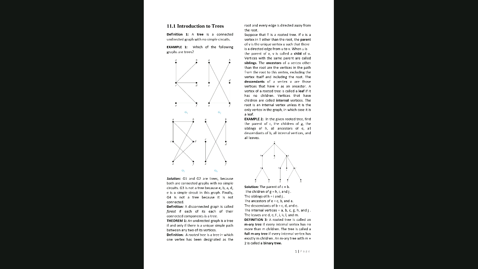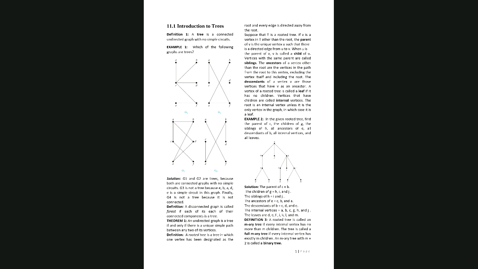Let's start with the next definition. A rooted tree is called an m-ary tree if every internal vertex has no more than m children. The tree is called full if every internal vertex has exactly m children.